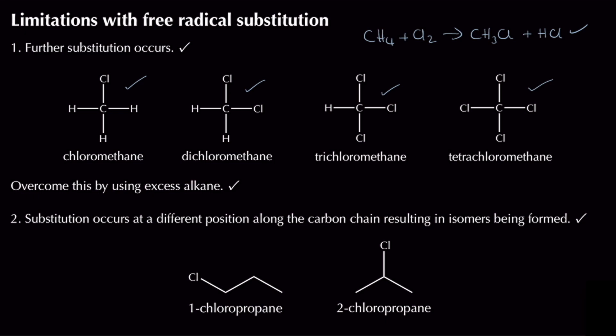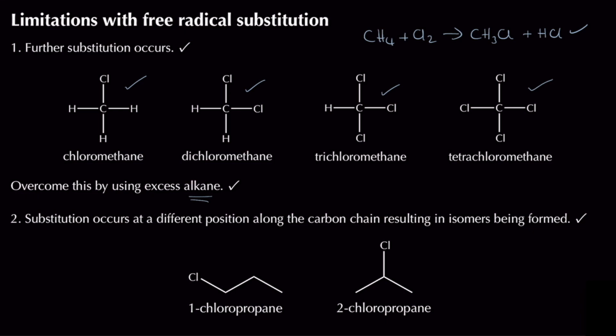Now one way to overcome this is to use an excess amount of our alkane. That means the chance of another chlorine radical coming along to do substitution again is lower. You can't actually guarantee that you're going to make chloromethane, but again, it's a problem with this reaction.